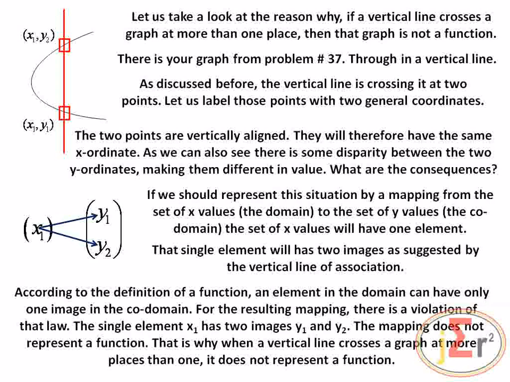That is why when a vertical line crosses a graph at more places than one, it does not represent a function. Because if it crosses at more places than one, we will have one x value being associated with 2 y values. And that will prevent it because we are mapping from the set of x values to the set of y values.